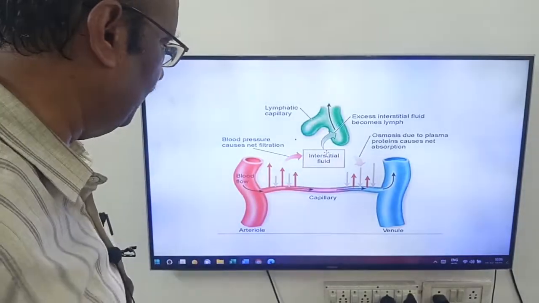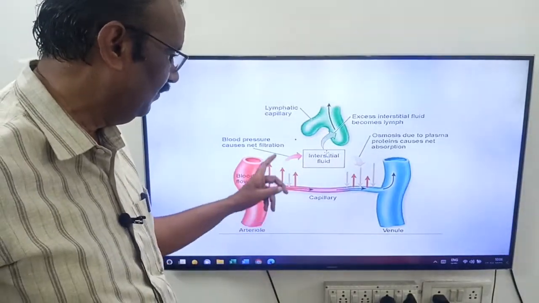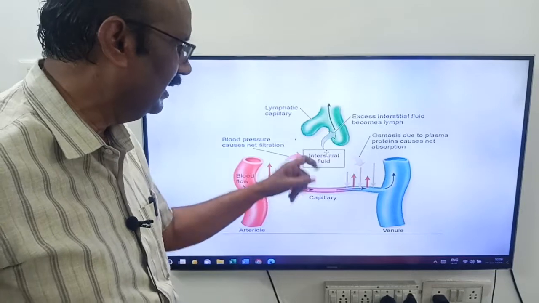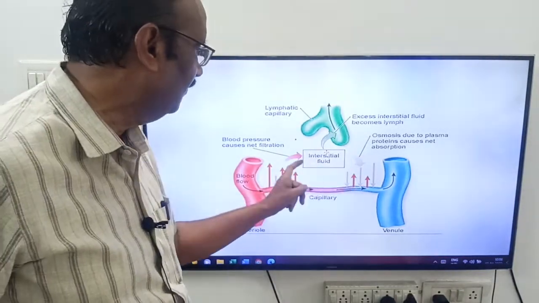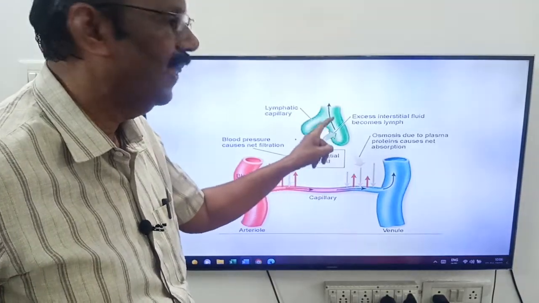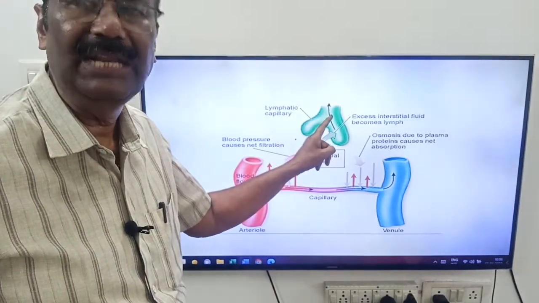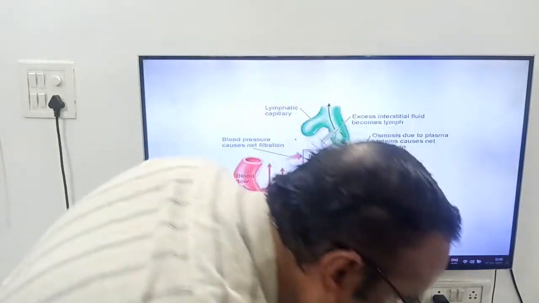Once again, you see, friends, this is the artery. Here the fluids are coming out. That's called interstitial fluid. And once again, they are entering into the blood. The remaining fluid which enters into the lymphatic system is called what, friends? Lymph. Okay.